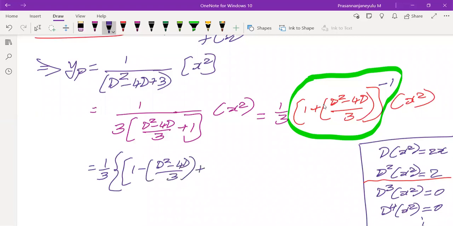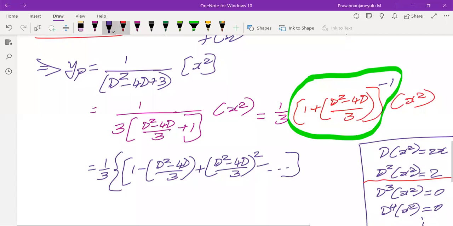plus x square, D square minus 4D by 3 whole square. As I mentioned, up to x square only we have to go, because up to the second derivative exists. So we are going up to whole power 2. For example, if the third derivative existed, we would have to take one more term. But don't take the next terms; put 'and so on' of x square. This 'of x square' is important.